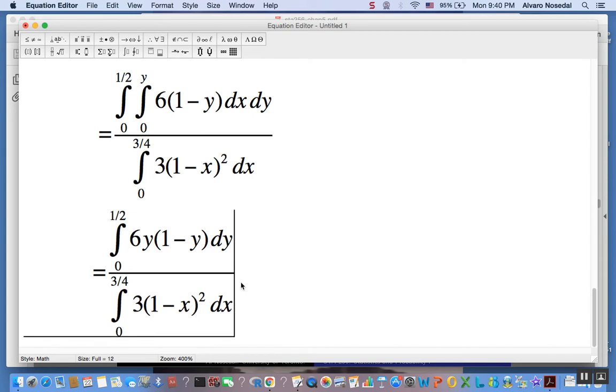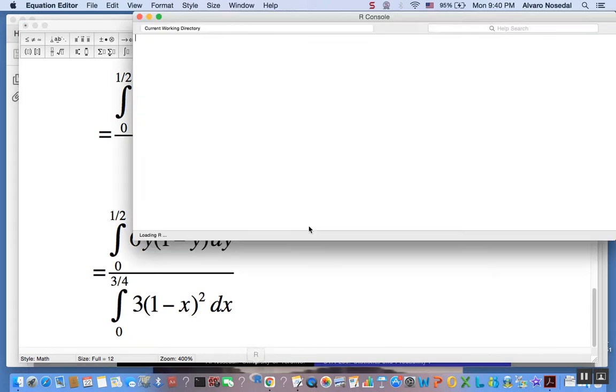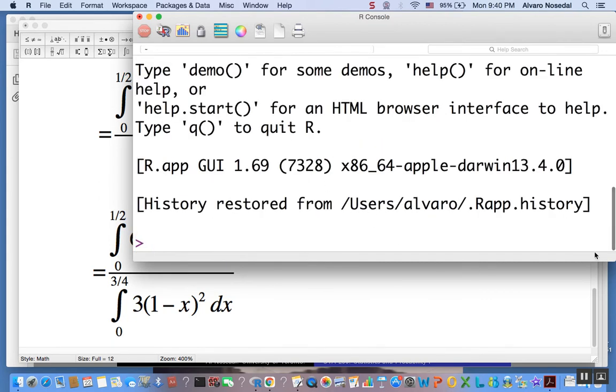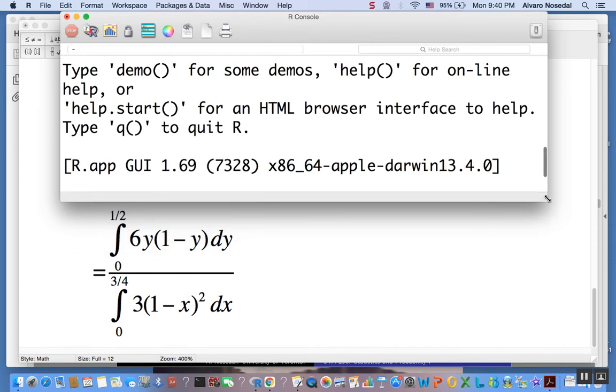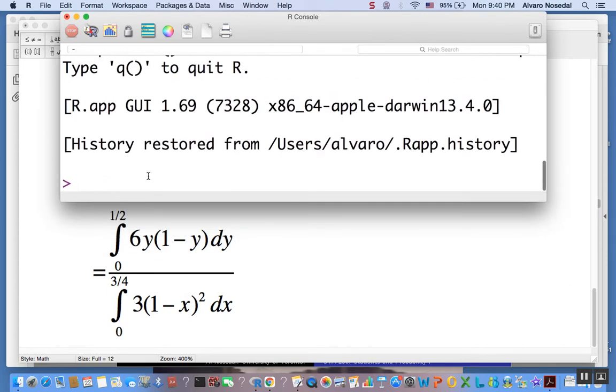Let me do this quickly using R, okay? And then I also get to remind you how you can find those integrals easily using R. So for the first one, for the function in the numerator, let me define a function f.